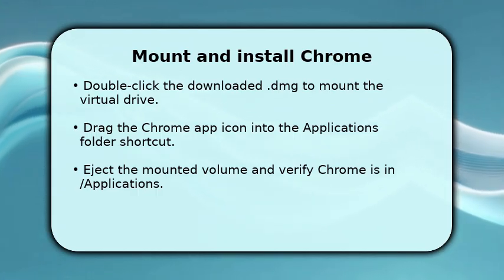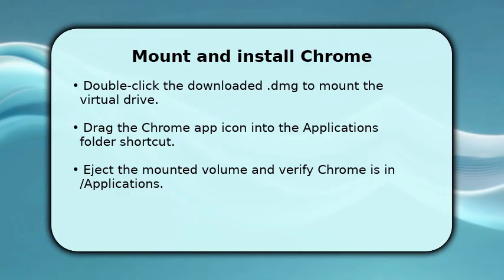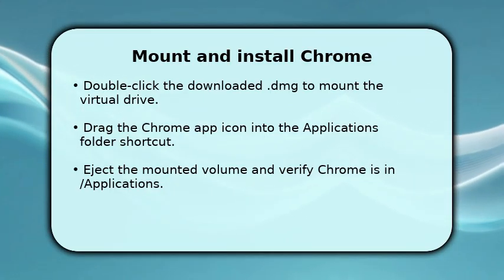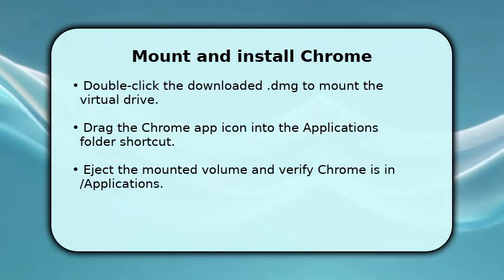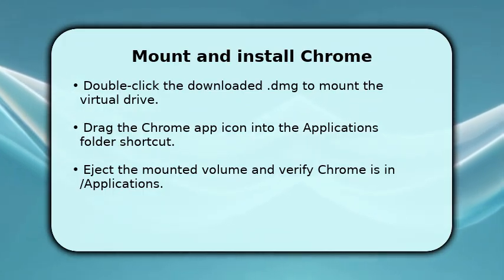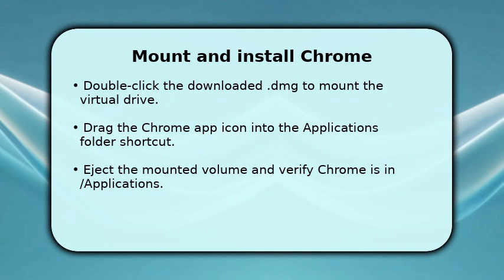Make sure you authenticate with your admin password if prompted. That grants required write permission. Once copied, right-click the mounted image and choose Eject. Now navigate to /Applications to confirm Chrome is present before launching it for the first time.